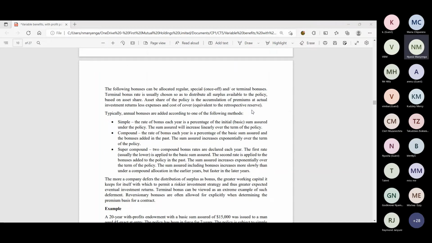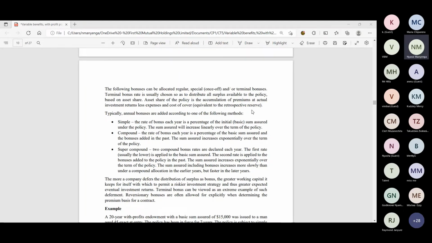So what you need to know is the methods in which annual bonuses are added to the benefits. There's the simple approach, there's the compound approach, and there's the super compound approach. With the simple approach, the rate of bonus each year is just a percentage of the initial basic sum assured under the policy. Since it's just a simple percentage applied on the basic sum assured, the sum assured will increase linearly over the term of the policy.